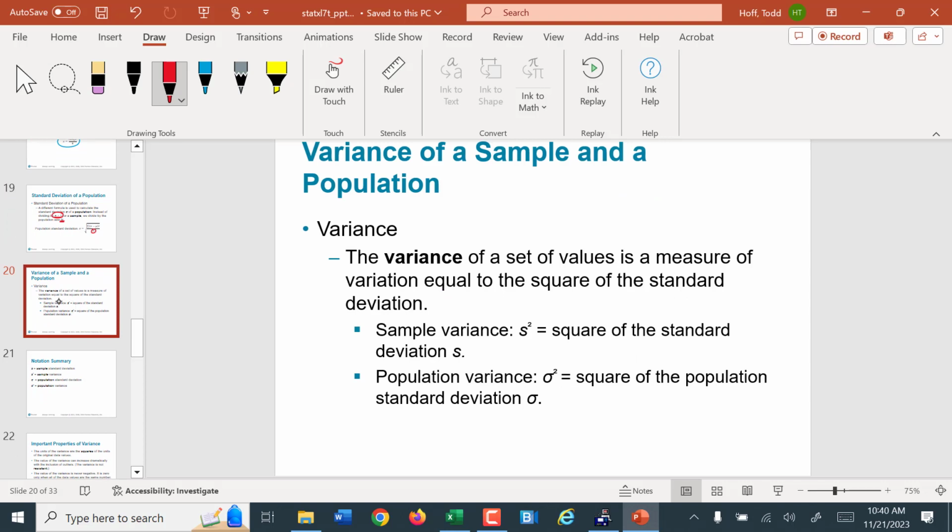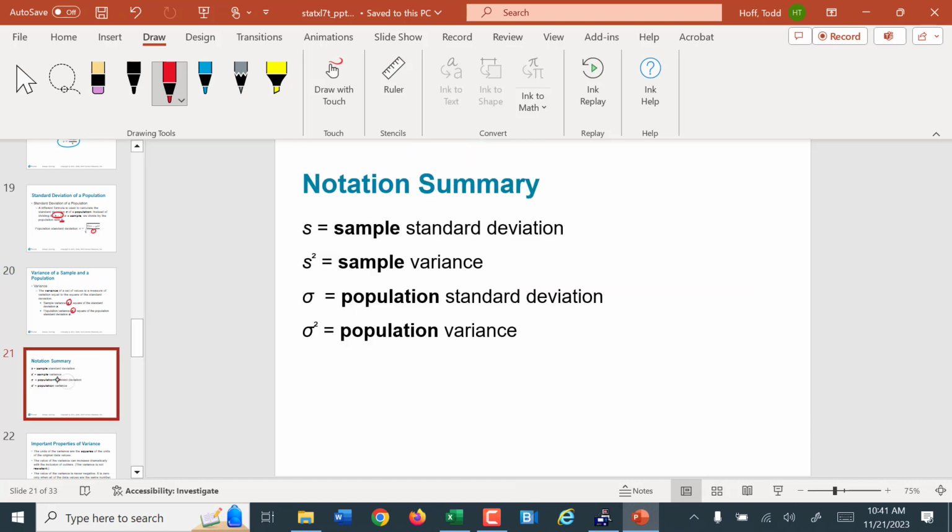So variance, as I said, is related to the standard deviation. It is the sample standard deviation squared. Or we just stop before we take the square root in that standard deviation calculation to give us the variance. The sample variance, just like the sample standard deviation, uses the small letter s. Sample variance is the small letter s squared. Population variance then is sigma squared. So there's our summary of our notation. If it's a sample, we use small s for standard deviation, s squared for variance. For a population, we use sigma instead of s.